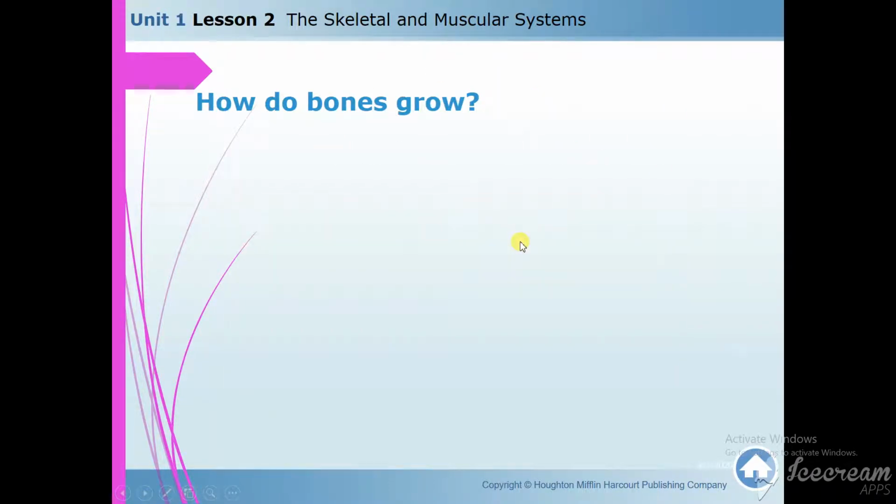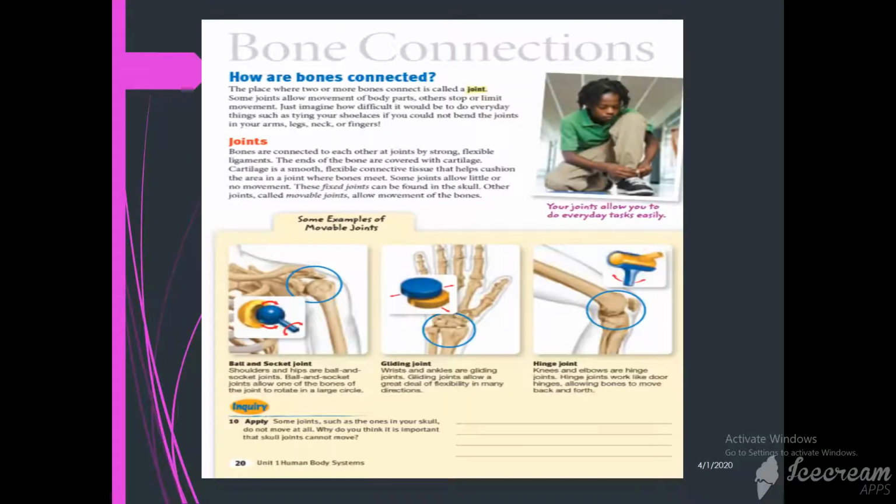Today we will study how our bones are connected. One bone is connected to another bone, which is called a joint, with the help of ligament. I told you that this is with the help of ligament. Some joints allow movement of body parts and others stop or limit movement. Some of them allow the part to move, and some of them don't. It's not that all bones are connected just to move the parts of the body.